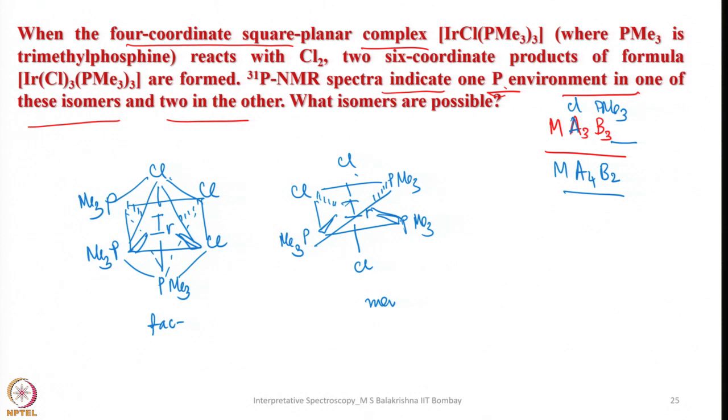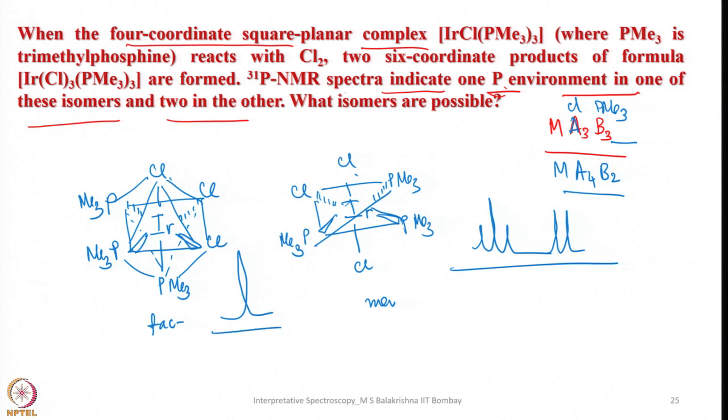In the meridional case, we have two different types of phosphorus atoms. If you look into the spectrum here, this will give a triplet, whereas these two will show a doublet. So we get a pattern something like this, whereas in the facial isomer we get a singlet. So that means what it says: the 31P NMR spectrum indicates one environment in one of these isomers, the facial, and two in the other, the meridional, one doublet and a triplet. So this is how we can identify them, not even plotting, simply by looking into the number of signals that are present. Of course, we know that one has to be a doublet and one has to be a triplet, and the doublet intensity should correspond to 2 and the triplet to 1.